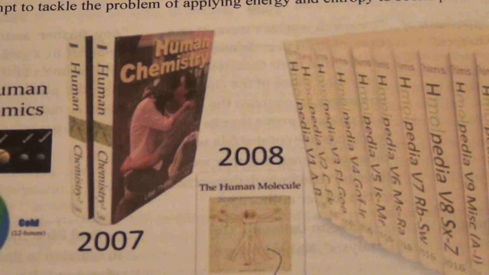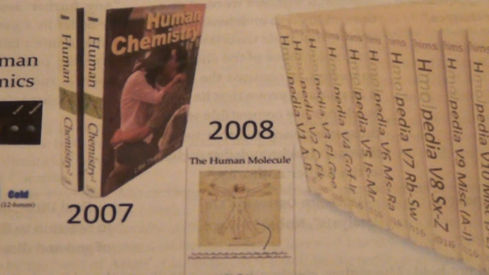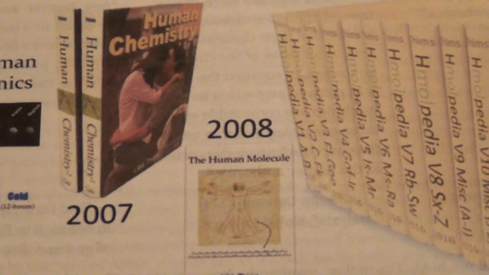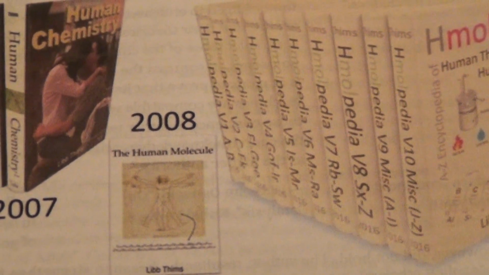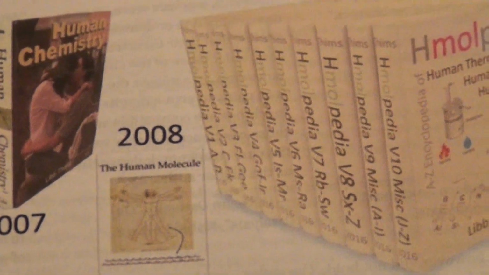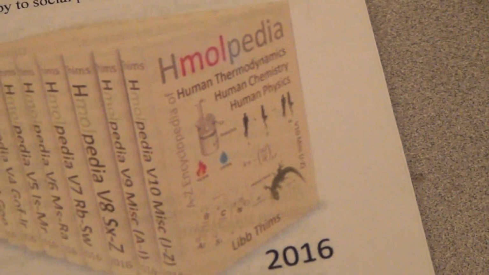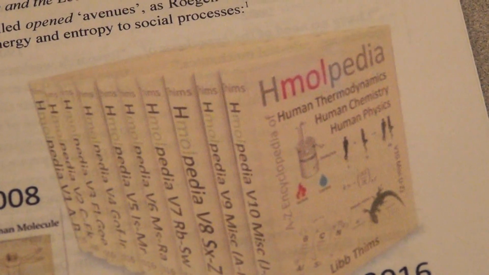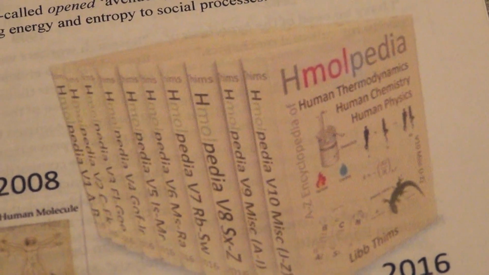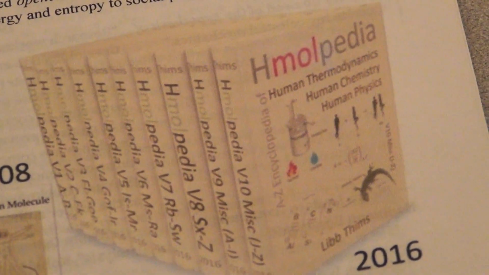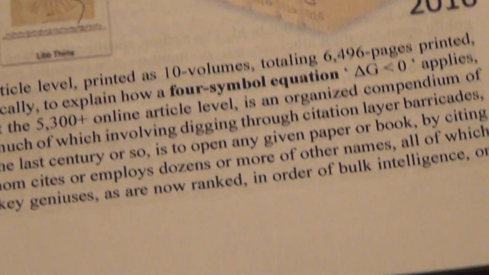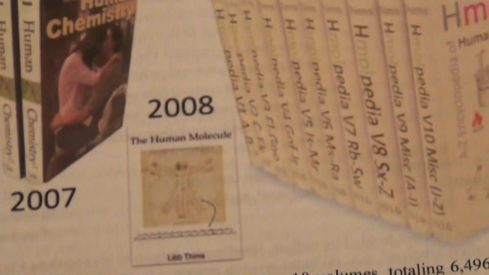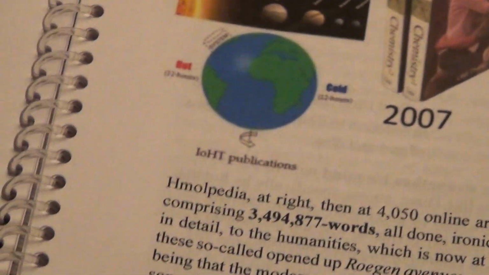2007, Human Chemistry, wherein we established the fact that humans chemically react together. 2008, Human Molecule, which established the fact that we are 26 element things. And the 2016 10-volume print set of HMLpedia, which is now at 12 to 15 volumes, which is basically footnotes and background material to Human Chemical Thermodynamics.